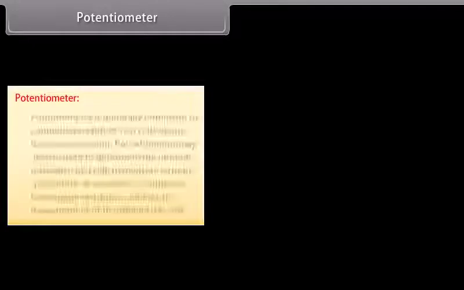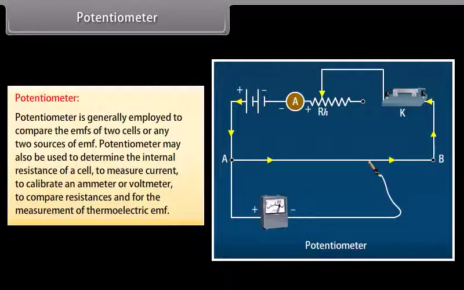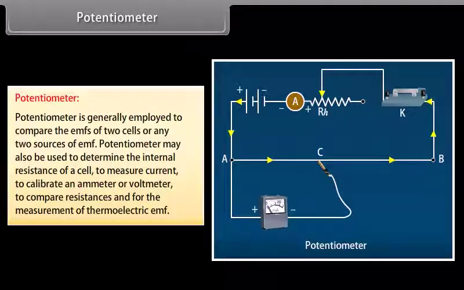Potentiometer. Potentiometer is generally employed to compare the EMFs of 2 cells or any 2 sources of EMF. Potentiometer may also be used to determine the internal resistance of a cell, to measure current, to calibrate an ammeter or voltmeter, to compare resistances, and for the measurement of thermoelectric EMF.